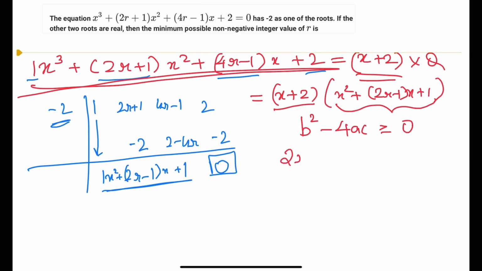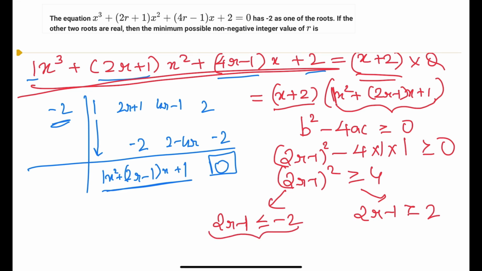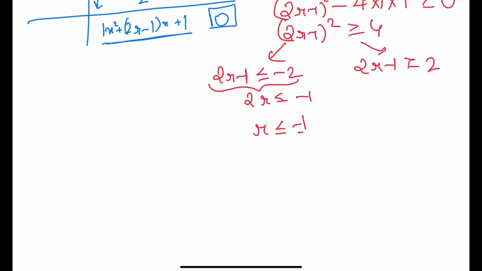So b here is 2r minus 1. Minus 4 into a, which is 1, the coefficient of x square, into the constant term, which is 1. This should be greater than or equal to 0. So (2r minus 1) the whole square minus 4 should be greater than or equal to 0. Now (2r minus 1) the whole square is greater than or equal to 4. Using our inequalities, we can say that 2r minus 1 is less than or equal to minus 2, or 2r minus 1 is greater than or equal to 2. If you solve the first part, 2r minus 1 is less than or equal to minus 2, so 2r is less than or equal to minus 1, and r is less than or equal to minus 1 by 2.